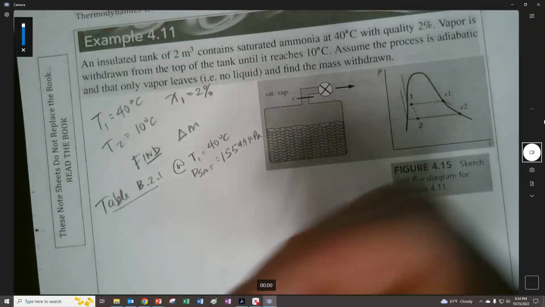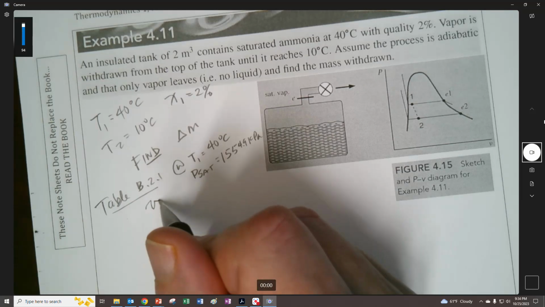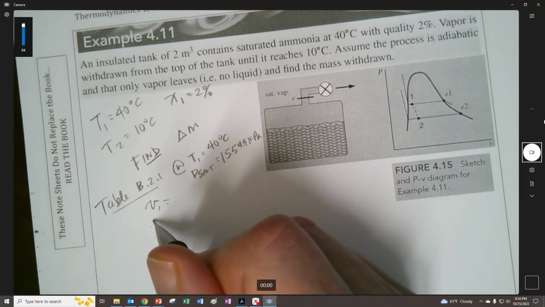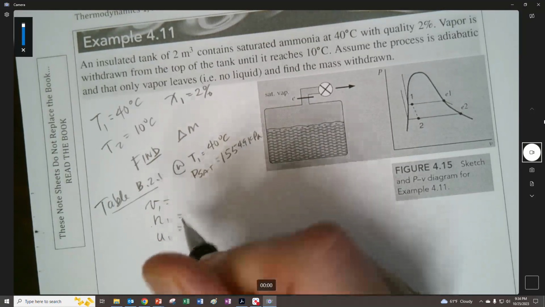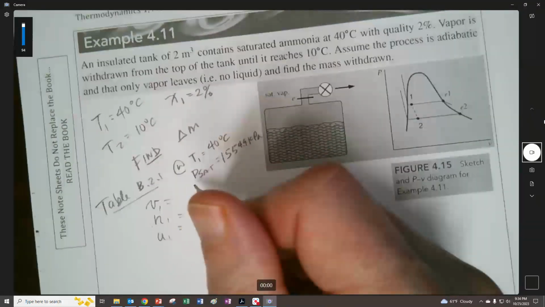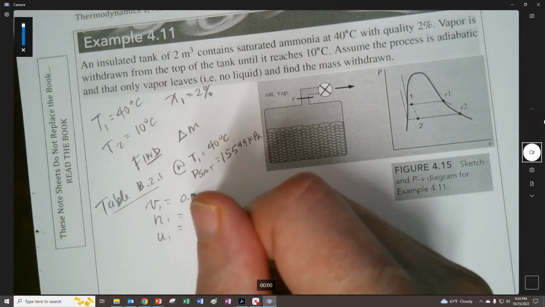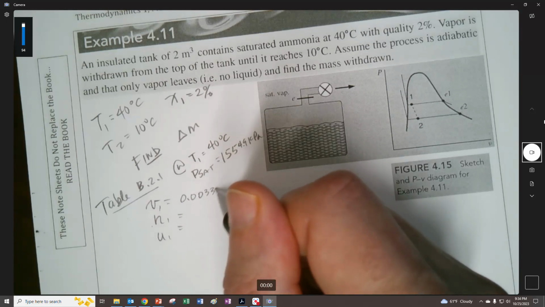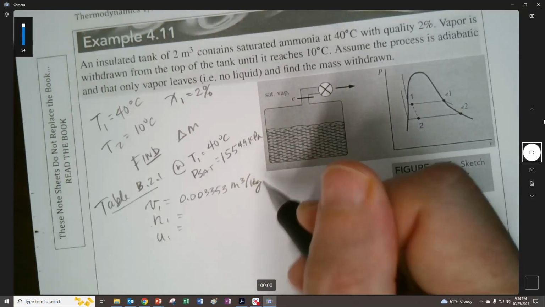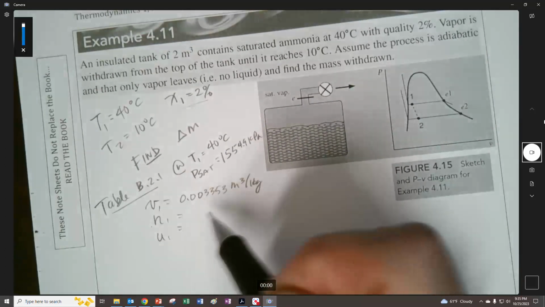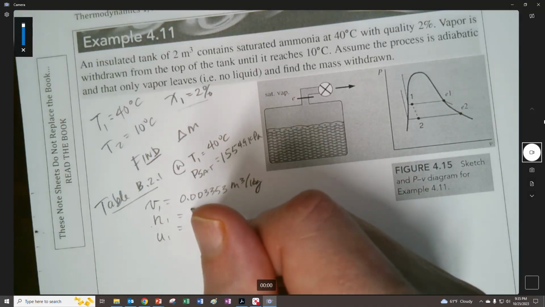Because they told us the quality, we know that we need to be going here, and so we will find V1 and H1, and while we're at it, let's find U1. Let's just say that we did it, because you don't need me to write all this out. There's a 0.003353 cubic meters per kilogram. You could look it up and use the quality with the VF and the VFG and so forth with each of these.